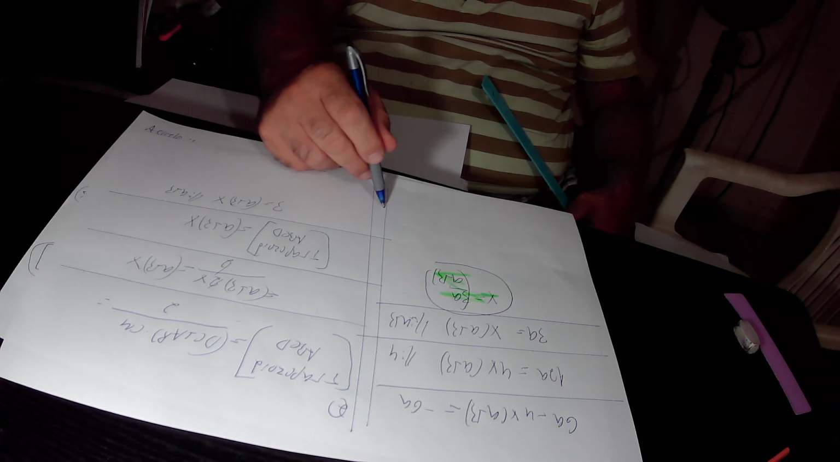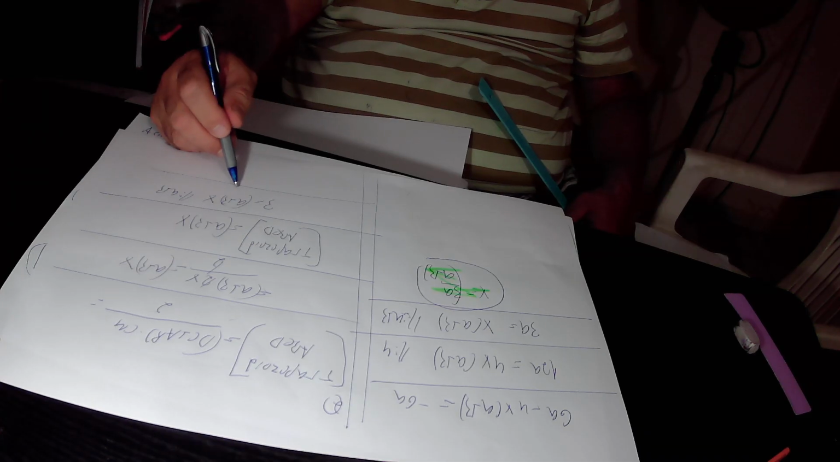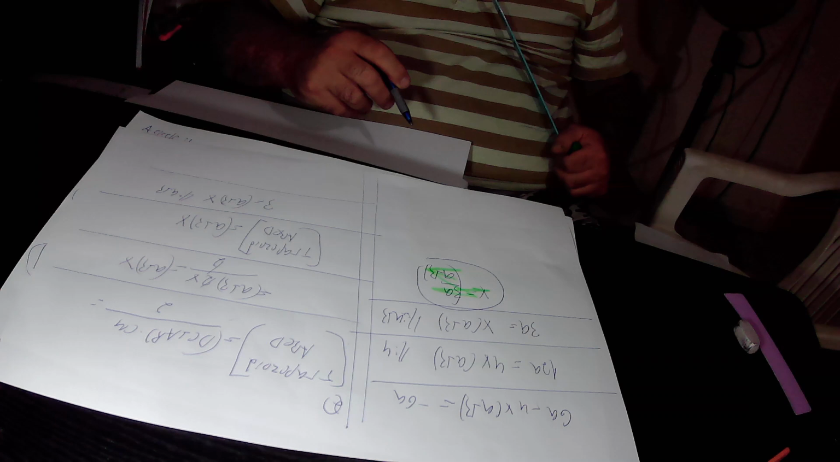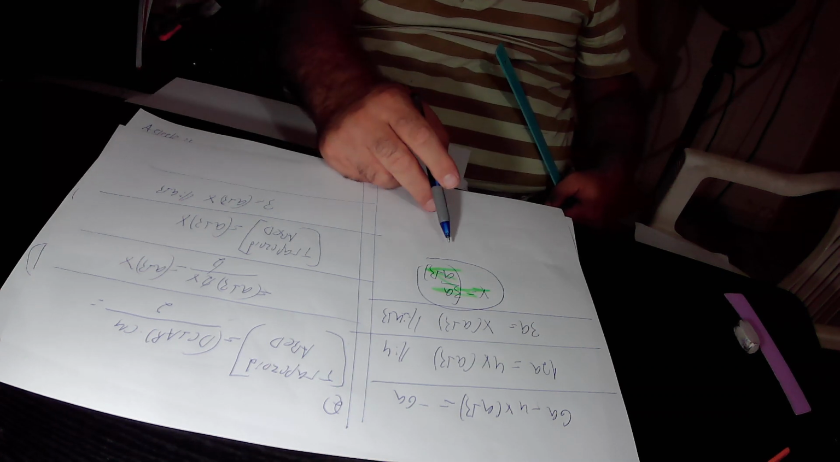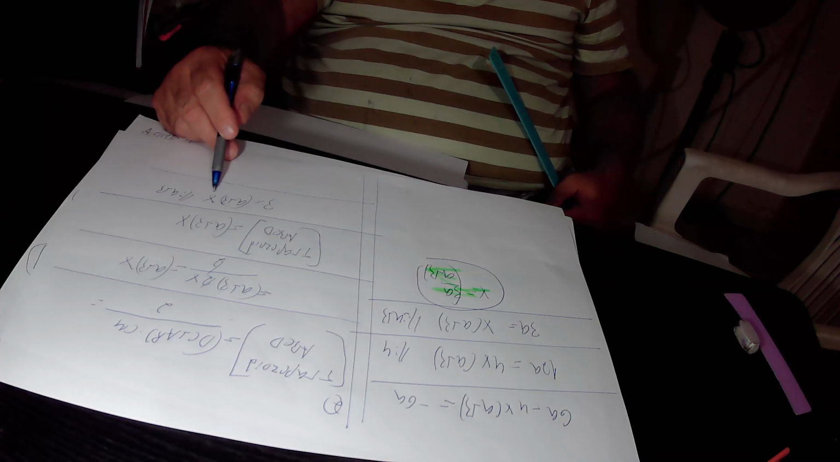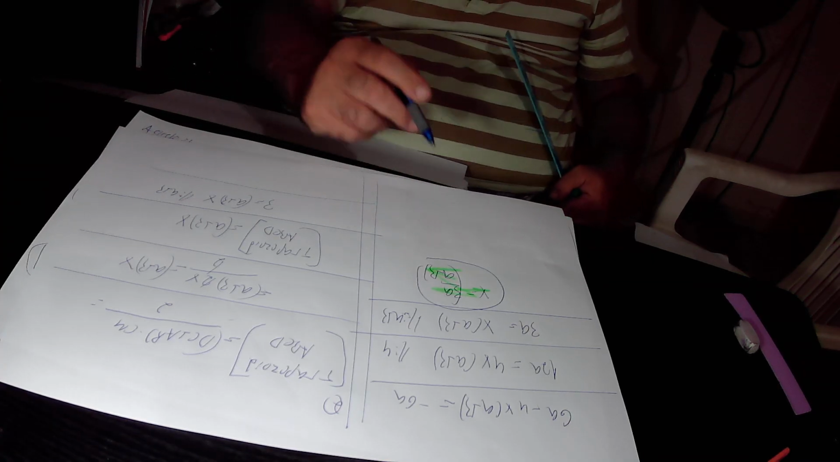Again, we found out that 3 equals a plus 3 times x. But we already found out that x equals 3a over a plus 3, so we can substitute x in this equation by 3a over a plus 3.